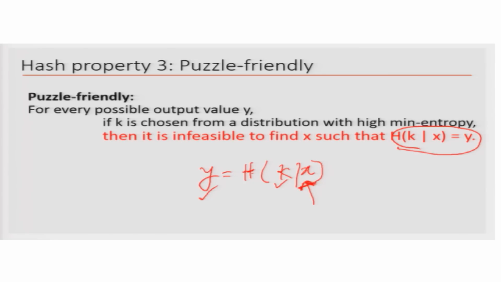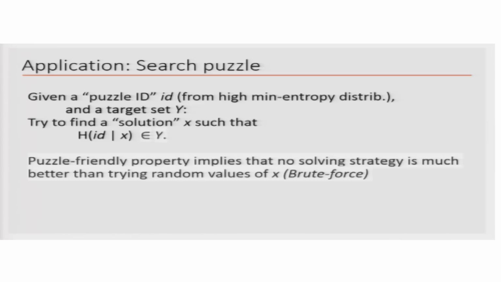Basically, it is a puzzle: given y and given k, give me x, and the only way should be brute forcing. There should be no other shortcut by exploiting a weakness of the hash function or a weakness of the distribution of k. In puzzle form, we can say that given a puzzle ID and a target set Y, try to find a solution x such that the hash of ID followed by x belongs to Y.